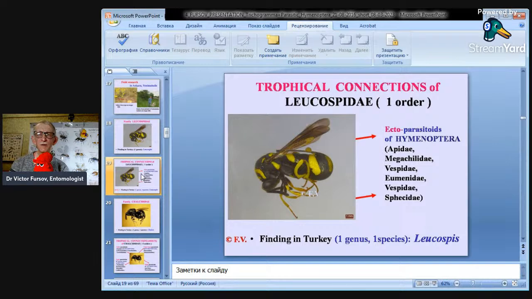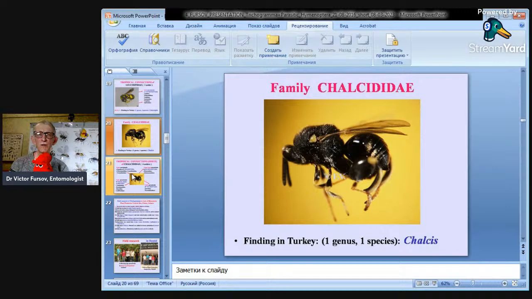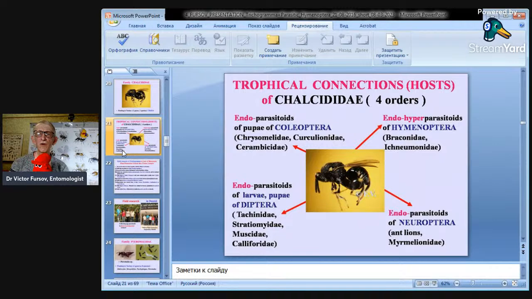Family Chalcididae, one of our biggest parasitoids in size. They have a very robust shape, a strong body, and in many cases curved hind legs, curved tibia and femora. We have wide trophic relations with four orders of insects: Hymenoptera, Neuroptera, Diptera, and Coleoptera. They are indicated as endoparasitoids, parasitoids of pupae and larvae of different insects, indicated on this slide.